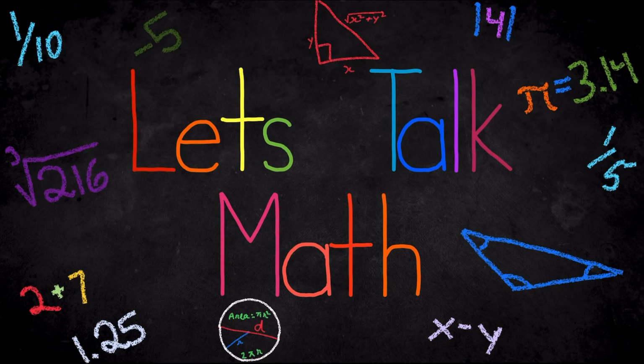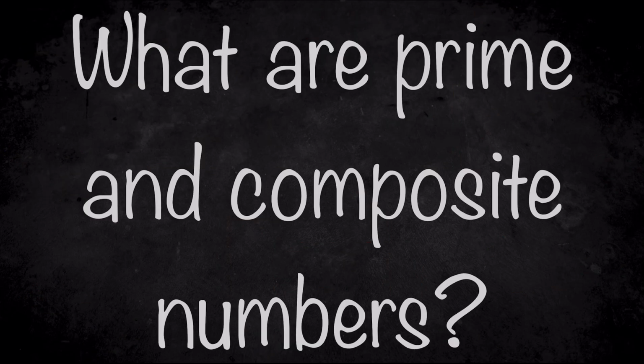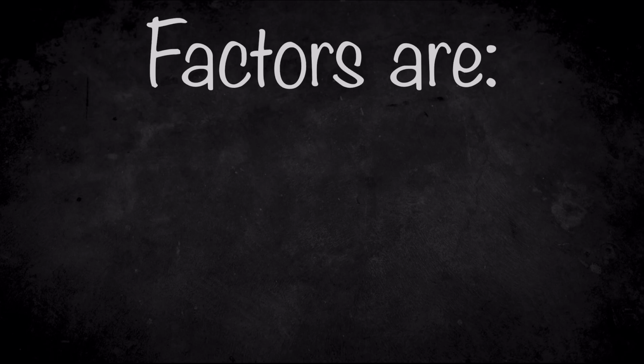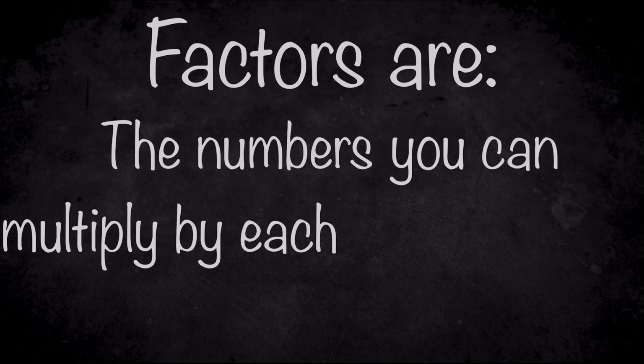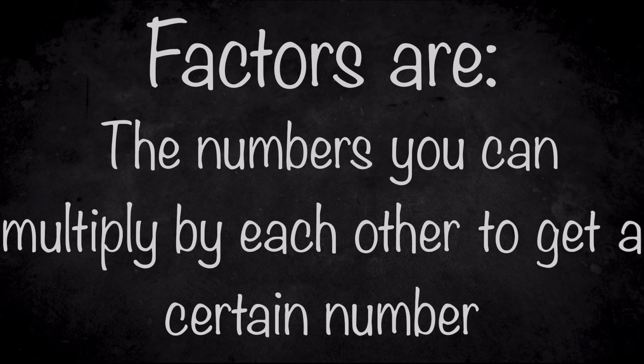In this video of Let's Talk Math, we're going to learn what are prime and composite numbers. So, first, before we can learn that, we need to review what factors are. Factors are the numbers you can multiply by each other to get a certain number.